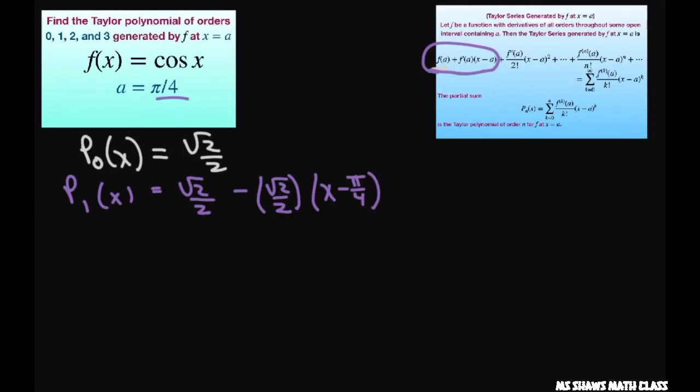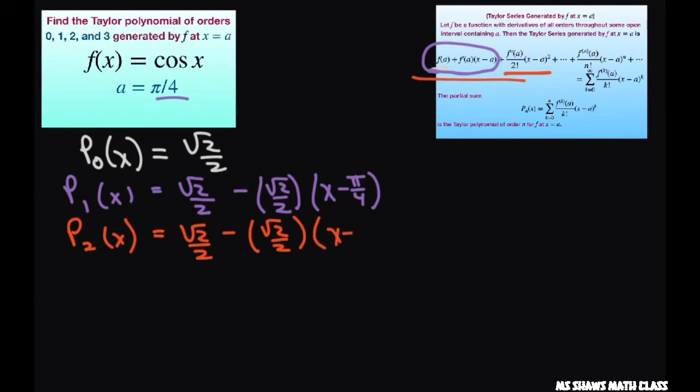And then for the second one, now we're here. We're going to get, just copy this whole thing down. So this is going to be square root of 2 divided by 2 minus square root of 2 divided by 2 times x minus pi divided by 4. And now our next one's going to be another negative, minus square root of 2 divided by 4 and x minus pi divided by 4 squared.